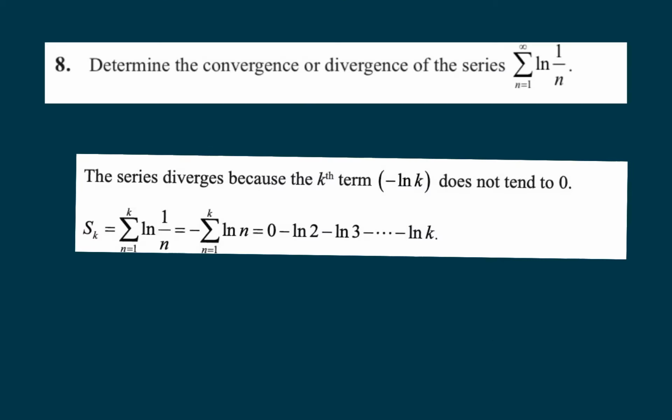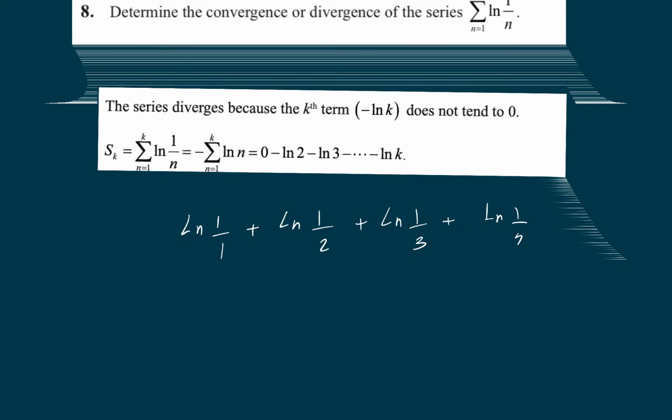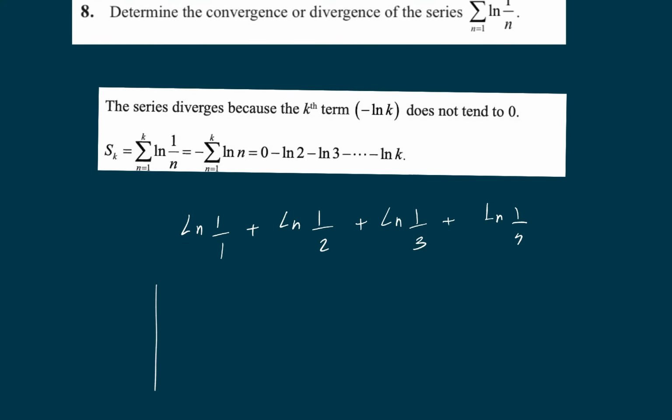Now let's do this problem. It says the summation from n equals 1 to infinity is natural log of 1 divided by 1, plus natural log of 1 divided by 2, plus natural log of 1 divided by 3, minus natural log of 1 divided by 4, and keep going forever.